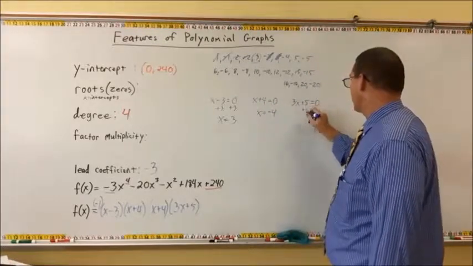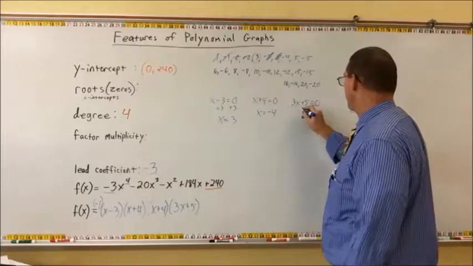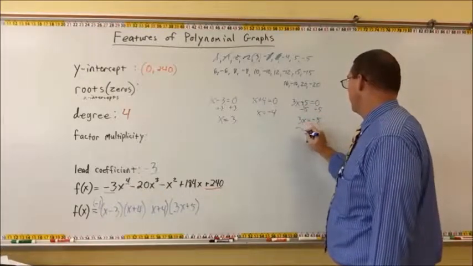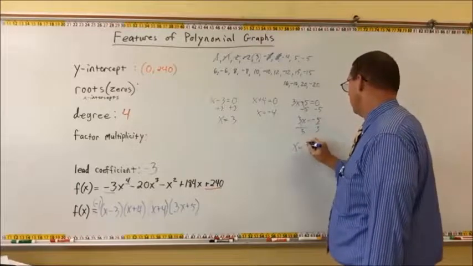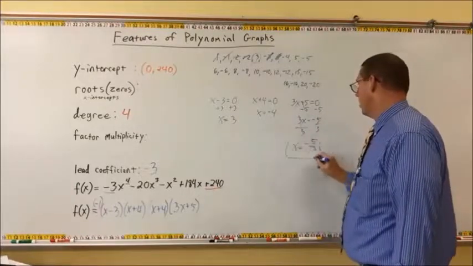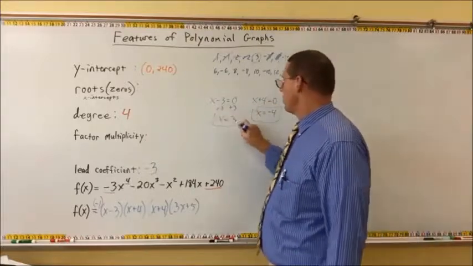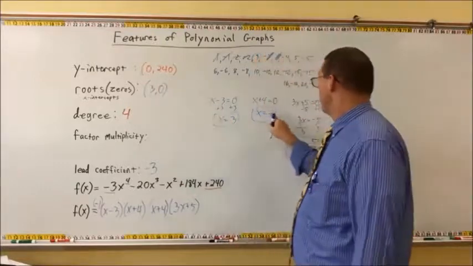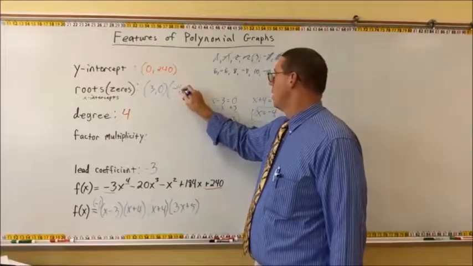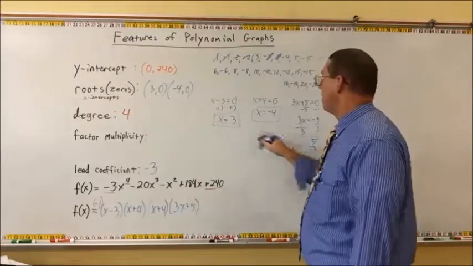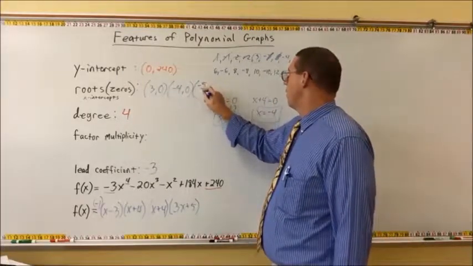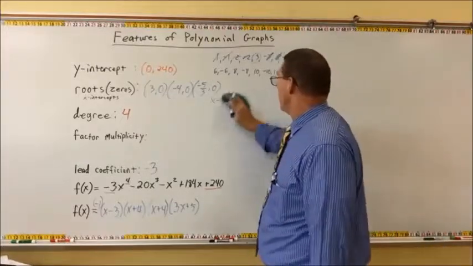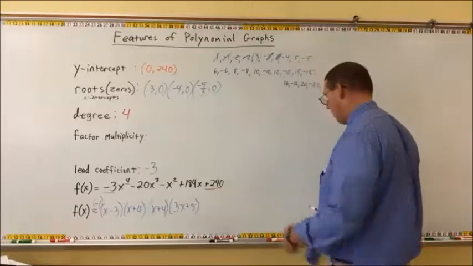If I subtract 5 from both sides, I get 3x equals negative 5. Divide by 3, and I get x equals negative 5 over 3. So I've got 3 roots here. 3, 0. Negative 4, 0. And negative 5 over 3, 0. Those are my roots. Those are my zeros, the places where the graph crosses over the x-axis.